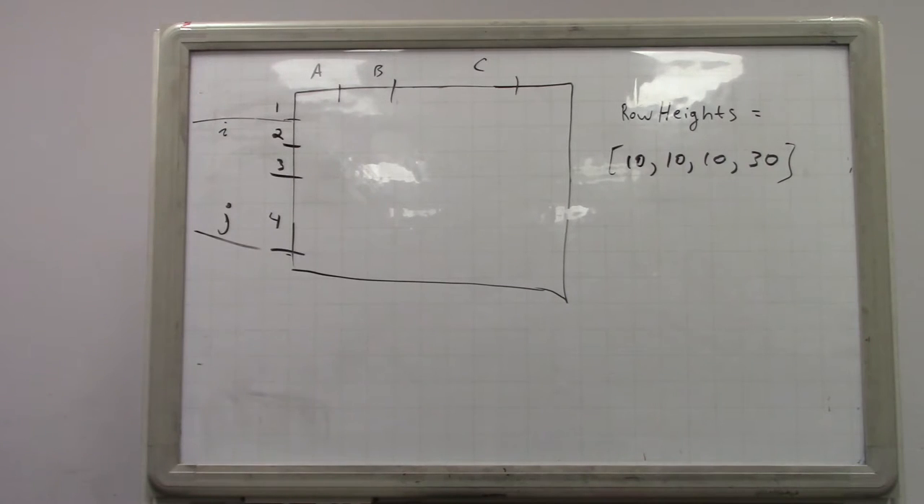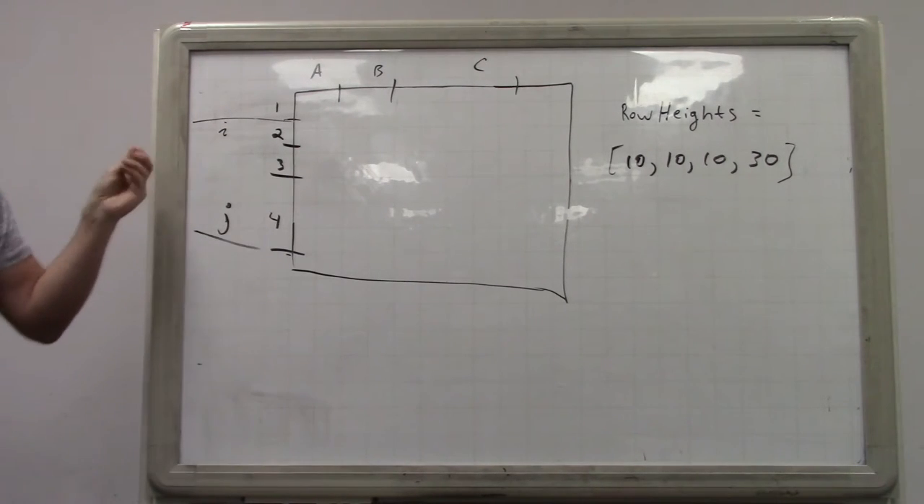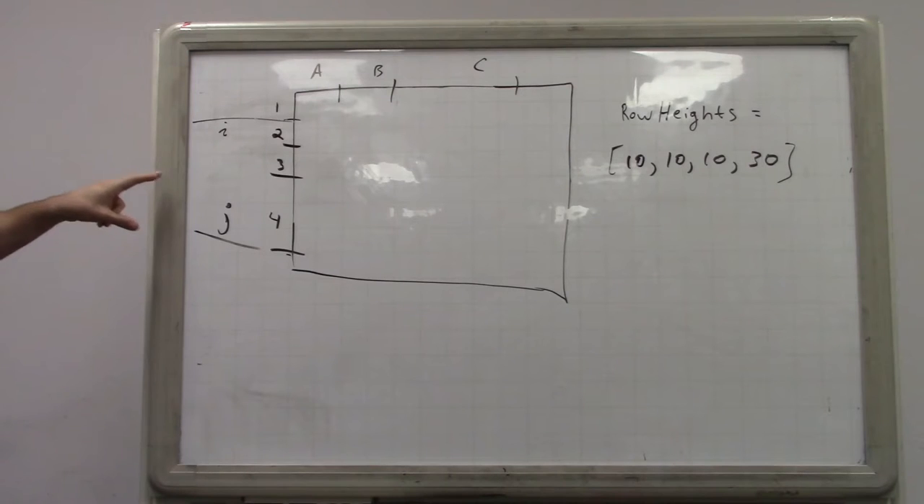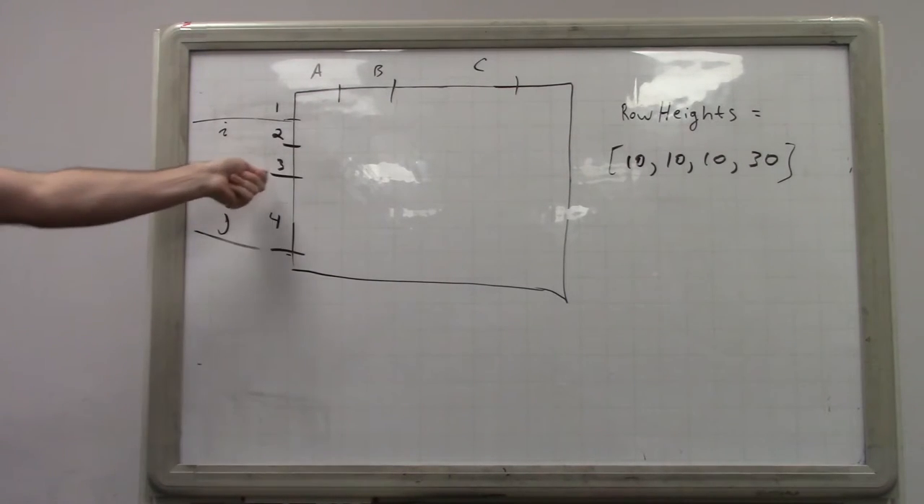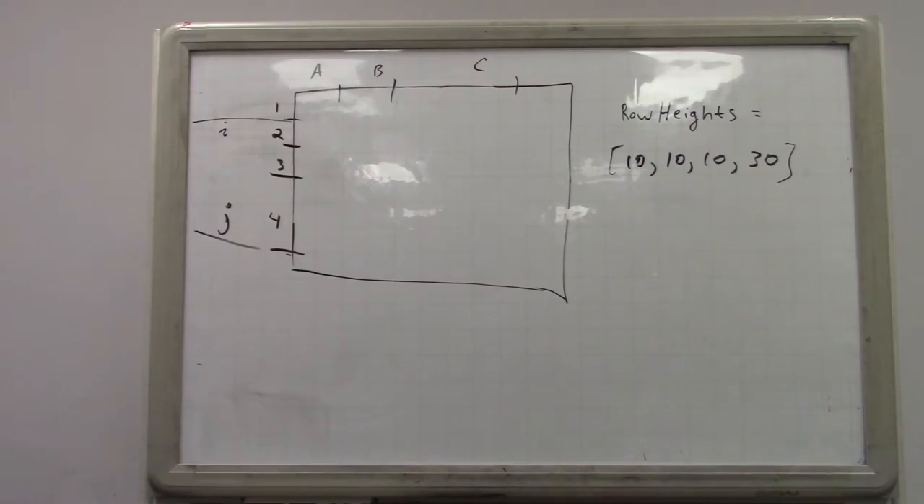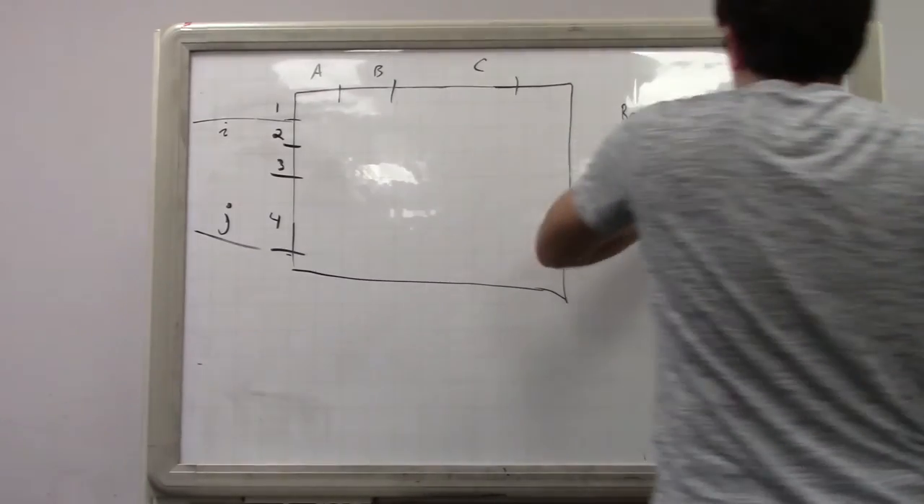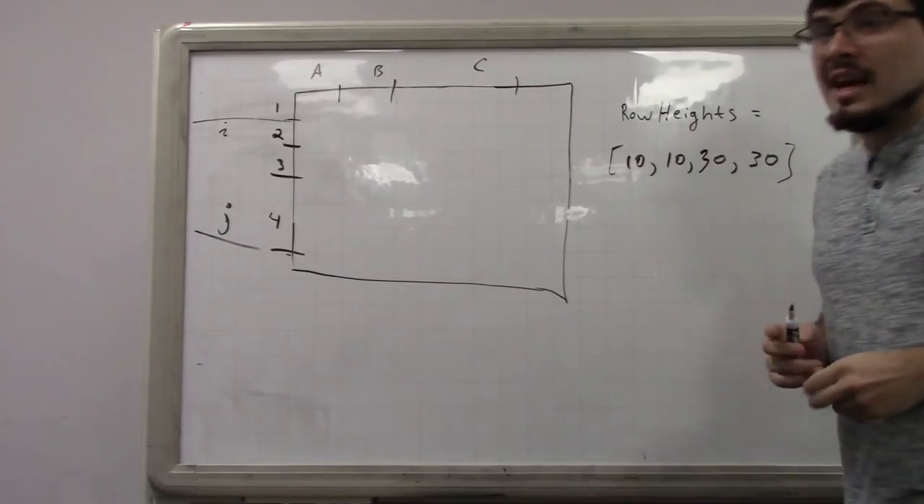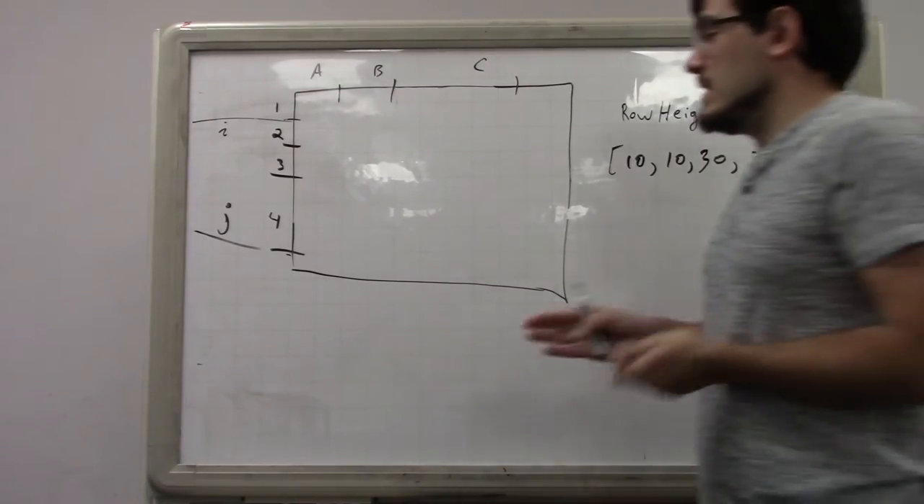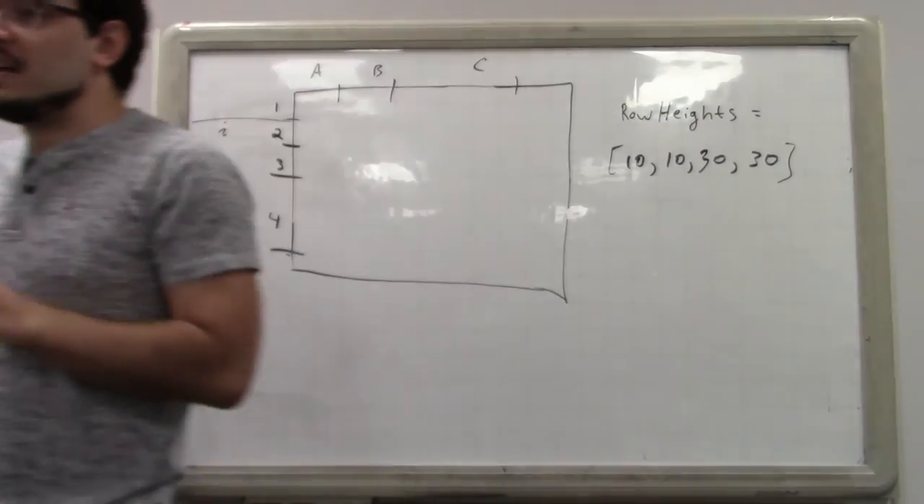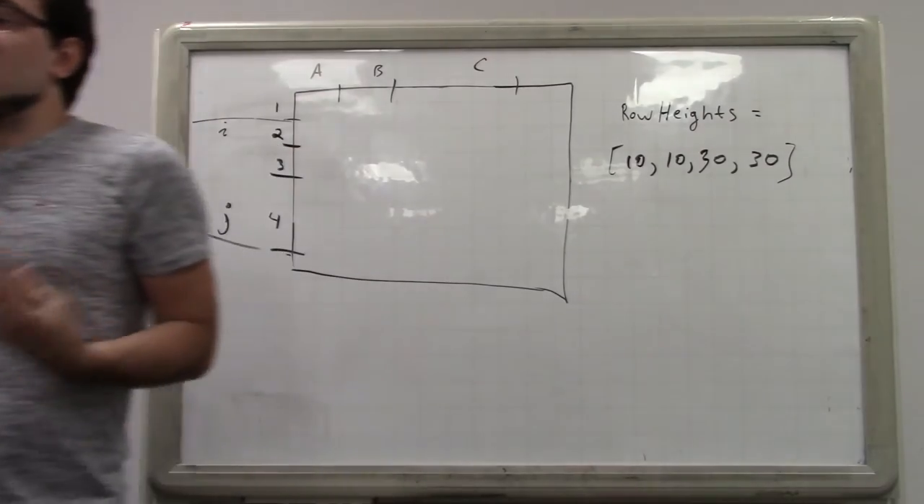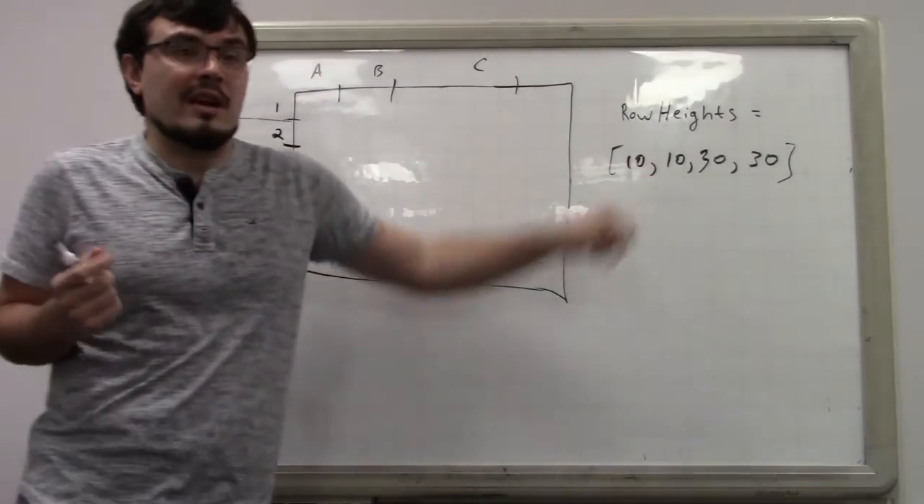And at the same time, the viewer may, not at the same time, but interleaved with those kinds of operations, the user may change the size of a row. So, for example, the user can take this row and make it 30 pixels instead. And then the next time you do one of these operations where you have to find the size of a viewport, you have to take that into account.